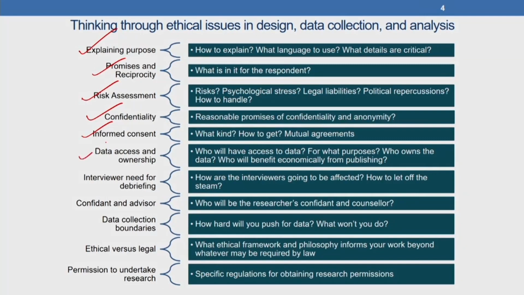The next checklist is with regard to data access and ownership. So the most obvious questions here are who will have access to the data, for what purposes, who owns the data, and this is particularly important when we have video and audio recordings of the participants from the field. Who will benefit economically from published data? So one needs to be very clear about this in the contract of funding and clarify to the respondents if we so wish. So who has the right of review before publication?